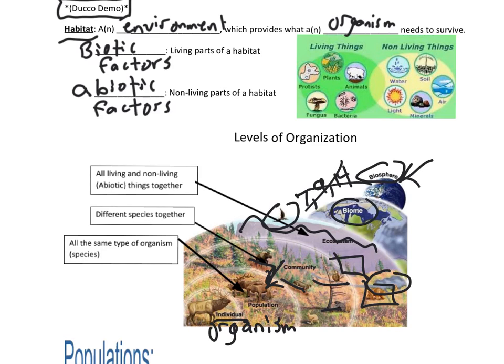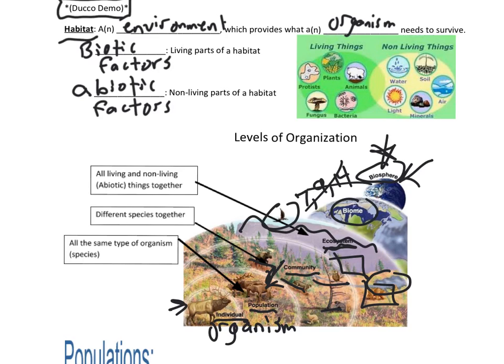So we work our way from a single organism to all of the organisms in an area, and then all of the different kinds of organisms in this particular area, all the different populations of living things, to living and non-living things in an area, to all of the different areas on Earth that are different from one another, to the entire Earth. Those are the levels of organization.